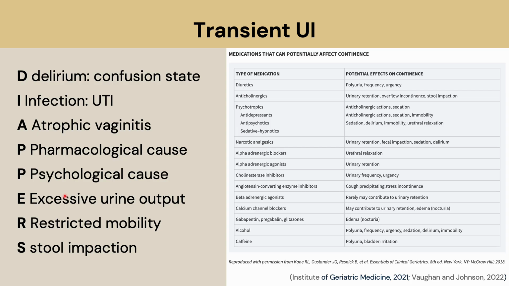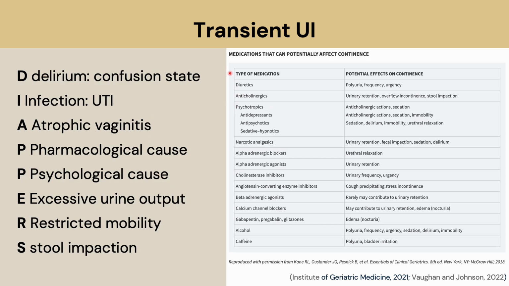Therefore, the key clinical point with transient UI is that these are reversible causes. Please identify them and treat them, and the incontinence often resolves without ever needing to reach for a bladder-specific medication. Let's focus on medications, which are one of the common reversible causes of transient UI. You can see several examples in this table.